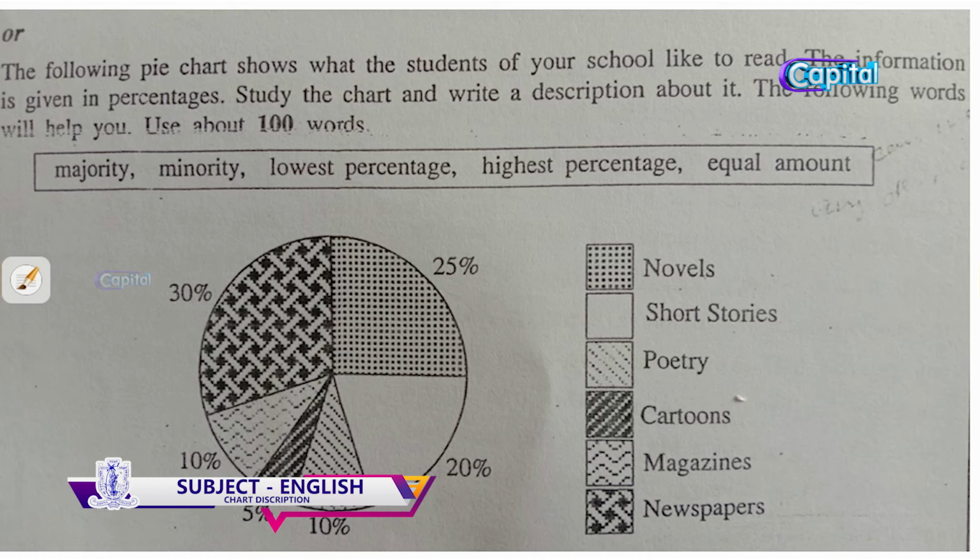Here you can see that this is the highest percentage, 30%. What is it? Newspapers. So then what is the lowest percentage? This is 5%. It is the cartoons. So most of the students like to read newspapers, and the least percentage of students like to read cartoons. An equal percentage of students like poetry and magazines. Poetry and magazines, both are 10%. Novels are preferred more than short stories. This is the key data from the pie chart here.